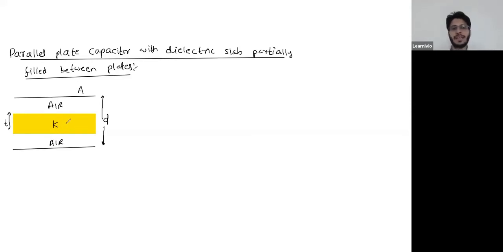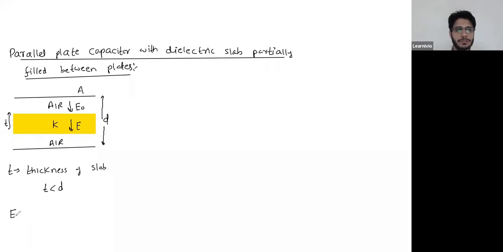So I have placed this dielectric partially between the plates. T is the thickness of the slab, and here T is less than D. The thickness of the slab is less than the separation between the plates. In air, the strength of electric field is E naught, and in the dielectric, the strength of electric field is E.